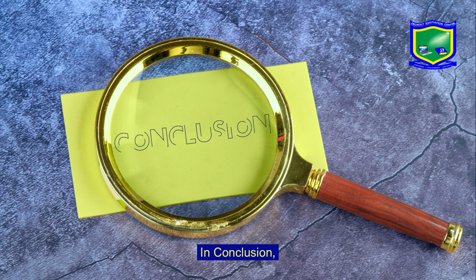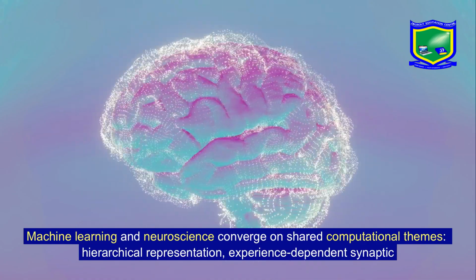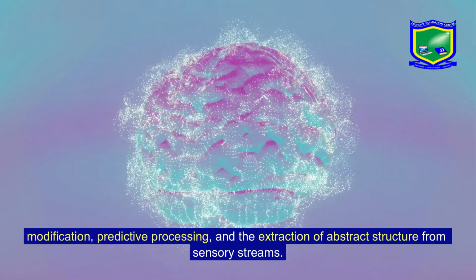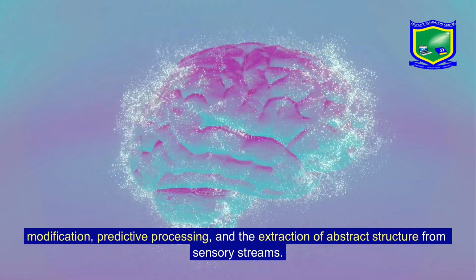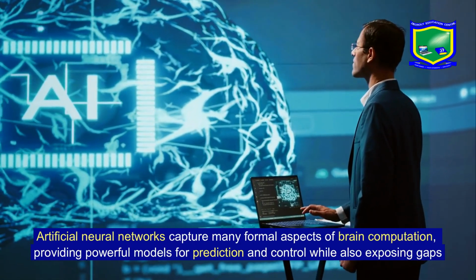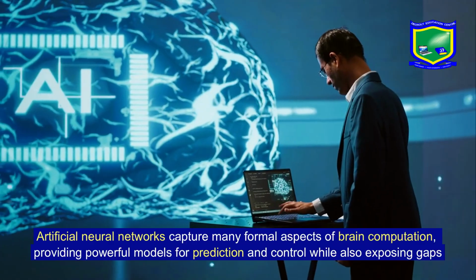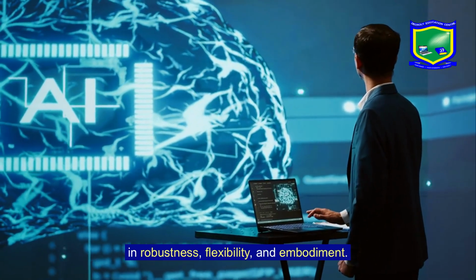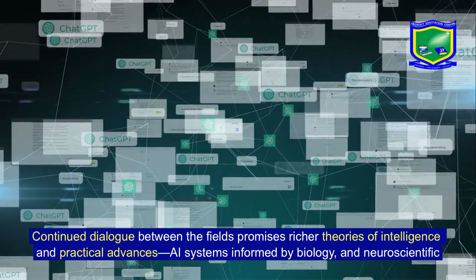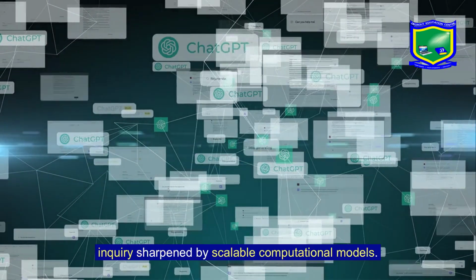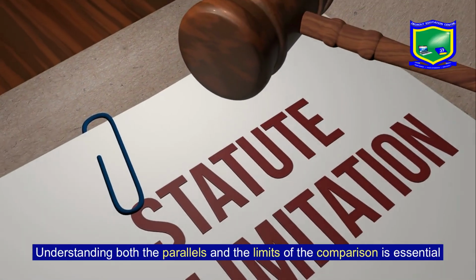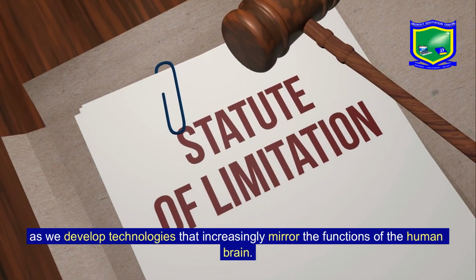In conclusion, machine learning and neuroscience converge on shared computational themes: hierarchical representation, experience-dependent synaptic modification, predictive processing, and the extraction of abstract structure from sensory streams. Artificial neural networks capture many formal aspects of brain computation, providing powerful models for prediction and control while also exposing gaps in robustness, flexibility, and embodiment. Continued dialogue between the fields promises richer theories of intelligence and practical advances, AI systems informed by biology, and neuroscientific inquiry sharpened by scalable computational models. Understanding both the parallels and the limits of the comparison is essential as we develop technologies that increasingly mirror the functions of the human brain.